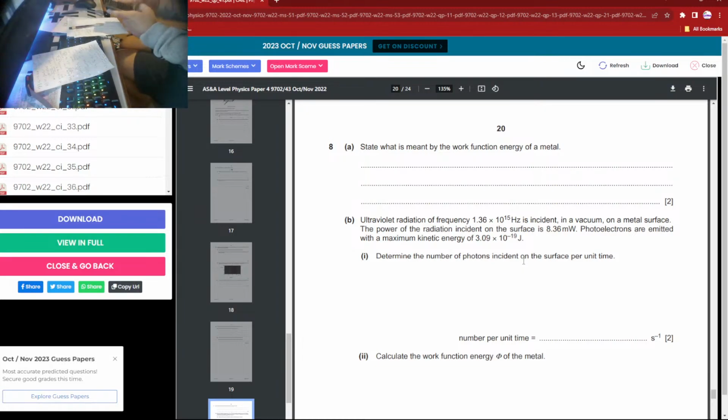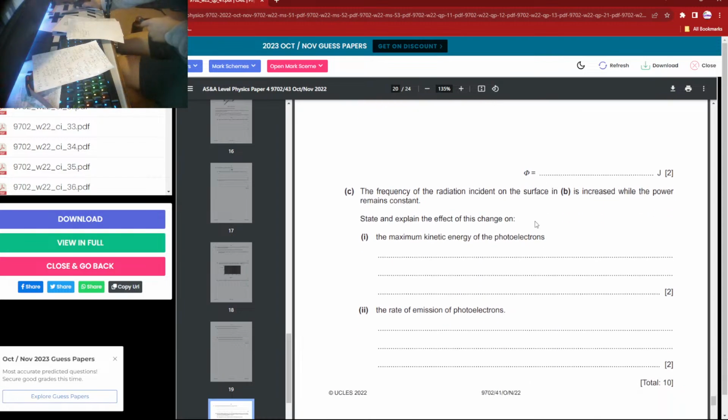6.63 times 10 to the power of negative 34 times 1.36 times 10 to the power of 15 minus 3.09 times 10 to the power of negative 19. You get the answer, 5.9 times 10 to the power of negative 19. That's your work function. Don't forget to put the joules.